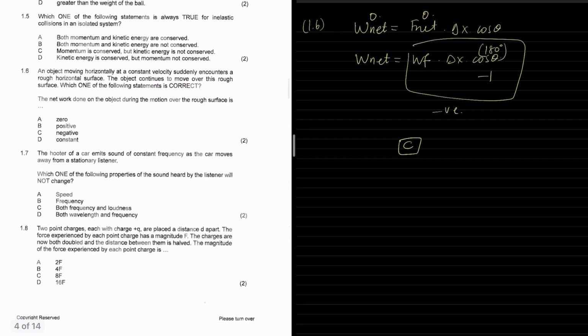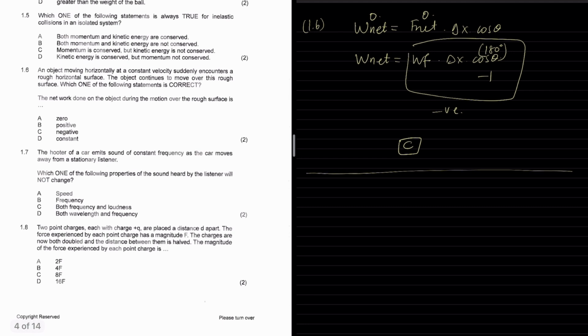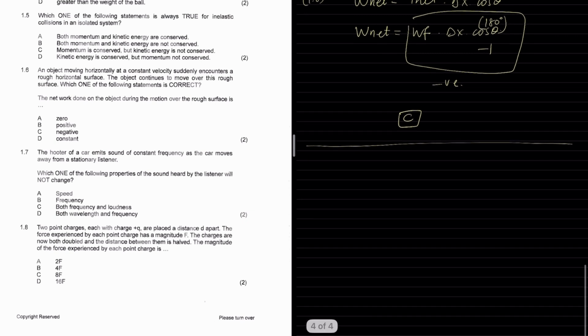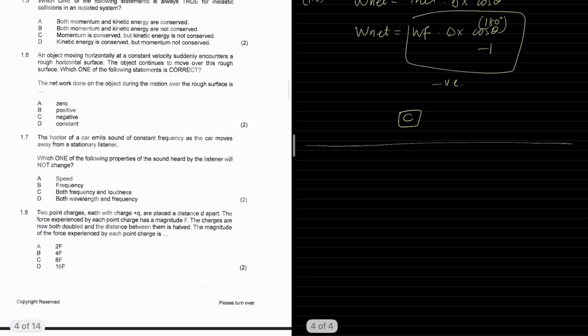Let's move on. Question 1.7. The hoot of a car emits a sound of constant frequency as the car moves away from a stationary listener. So if that's my listener, and let's just draw a simple car here, it's moving away. Which one of the following properties of the sound heard by the listener will not change? So we know Doppler effect will apply here. Okay, and what is the thing that does not change in Doppler effect?